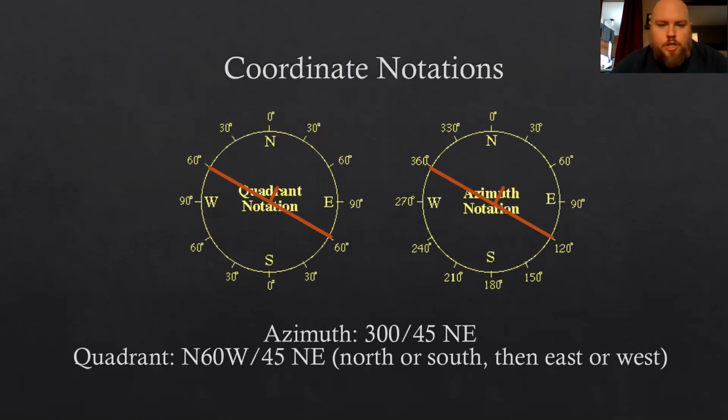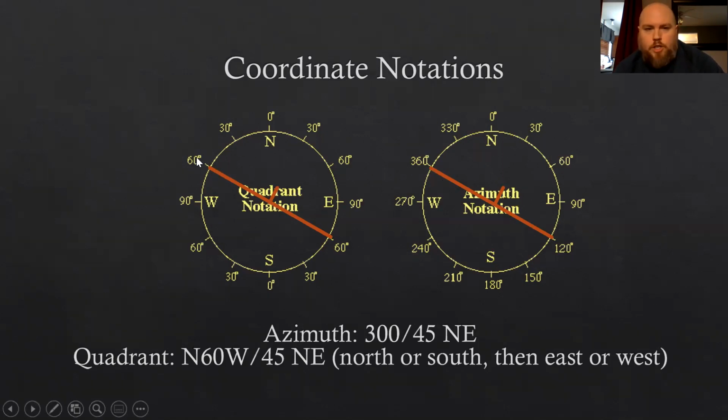Okay, so coordinate notations. You see here there are two different notations that any measurement can be written in. The first is azimuth notation, which we may be pretty familiar with, and the last video was created using. Okay, so we see this little strike and dip symbol here. This is the azimuth 300 with a dip of 45 degrees to the northeast. We don't really care about the dip here though. What we really care about is the strike. So in azimuth notation, it is 300.